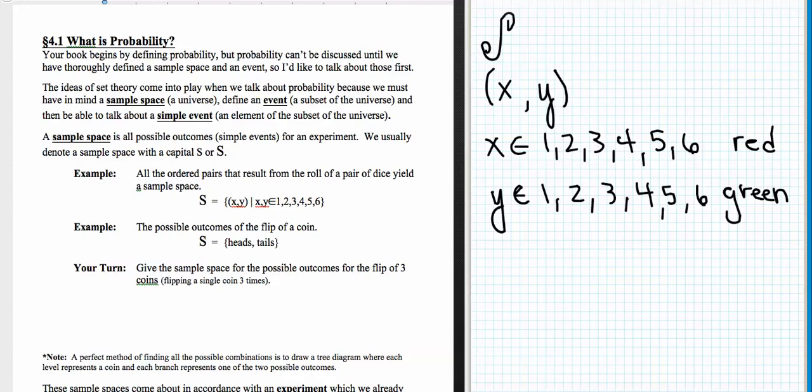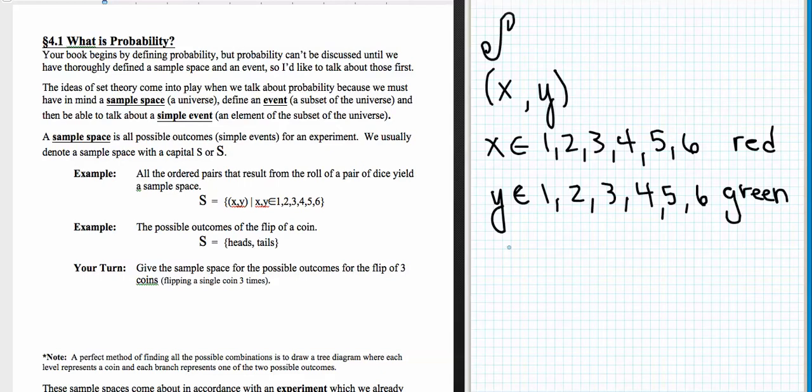The possible outcomes when we flip a coin. Well, the sample space is indeed very, very simple events here. You get a head or a tail. So now we're going to talk about the sample space for the possible outcomes of a flip of 3 coins. And we're going to do that by thinking about, for each flip of the coin, what our simple events are. And that's where the idea of a simple event kind of comes into play in building a sample space.